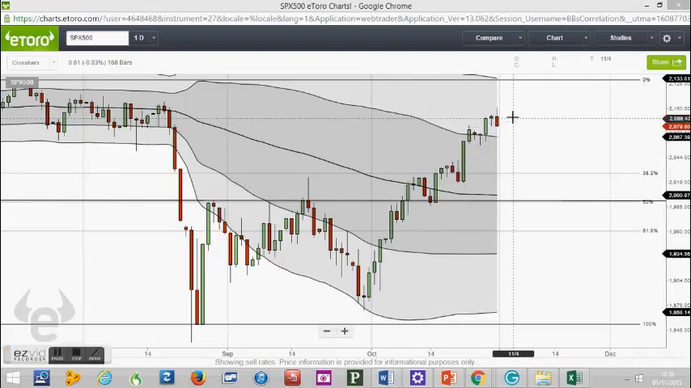So here we have the technical move. We had kind of an evening star here, as you can see, and then a big sell-off. It's kind of a technical one.